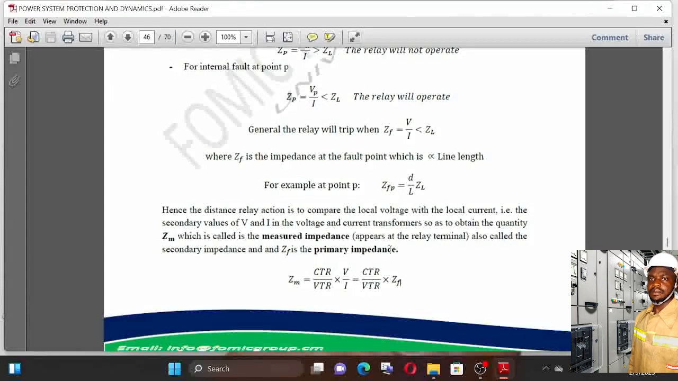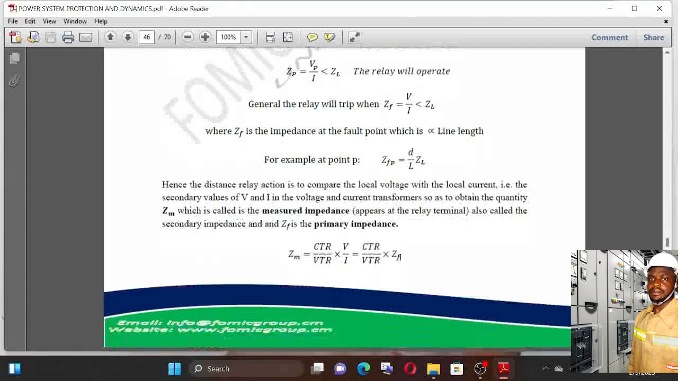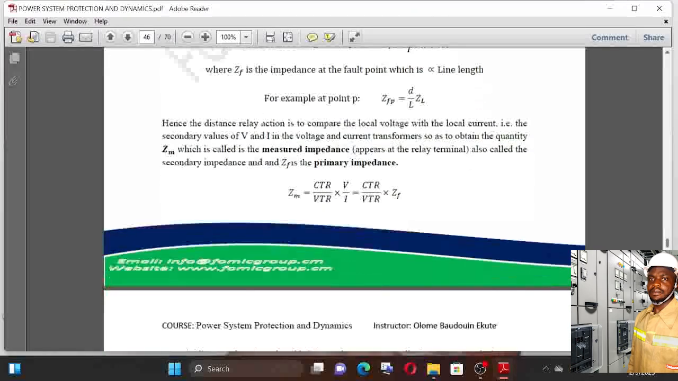So that is the fault on the primary, or let me say on the line. What is the impedance measured at the relay terminals? It will be the current transformation ratio divided by the voltage transformation ratio times that fault impedance. So that is the measured impedance, not necessarily the fault impedance. Measured impedance.